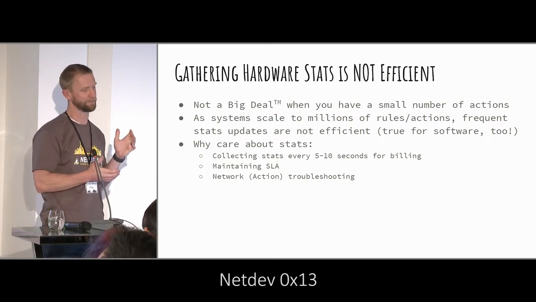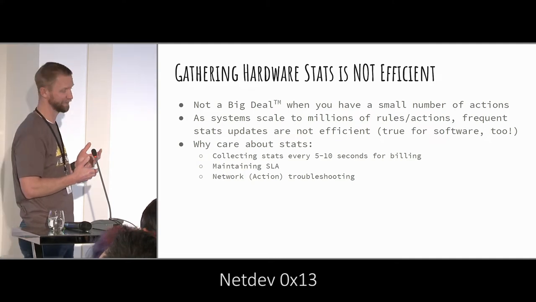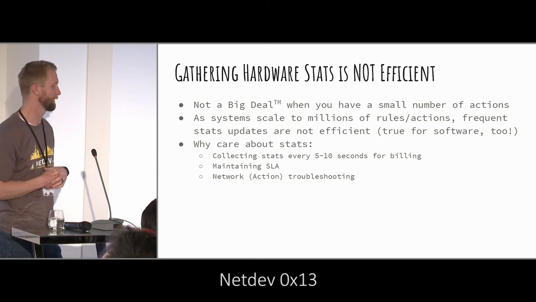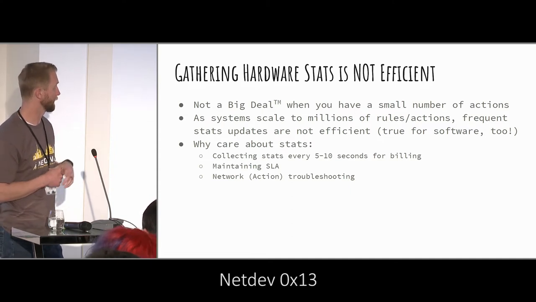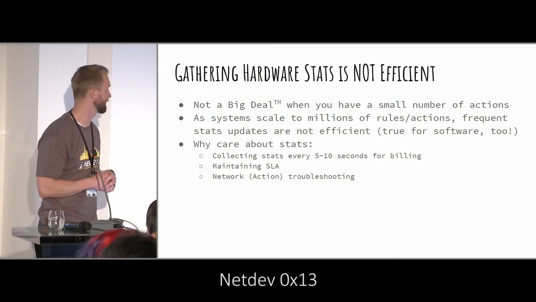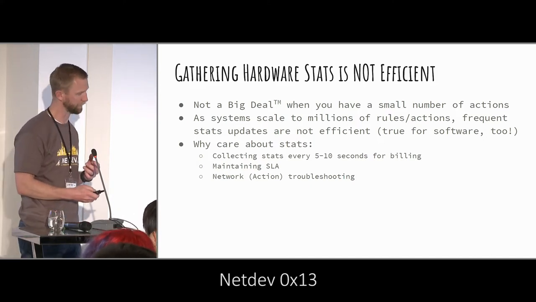Why do we care about stats? Billing, apparently that's important to people to buy these things. Maintaining SLAs is also important. And network or action troubleshooting. I know for a fact, if you're doing TC rules in hardware, sometimes it's good to look at the hardware and know whether or not these things are actually being hit if you can't figure out where your packets are going.